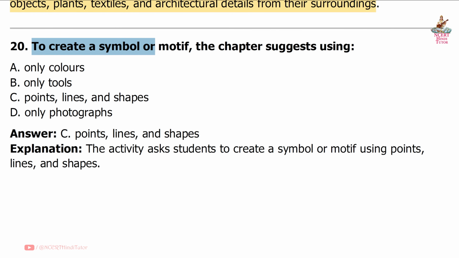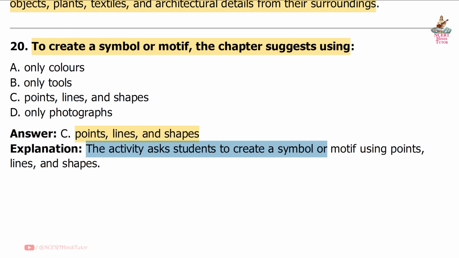20. To create a symbol or motif, the chapter suggests using. Answer C. Points, lines and shapes. Explanation. The activity asks students to create a symbol or motif using points, lines and shapes.